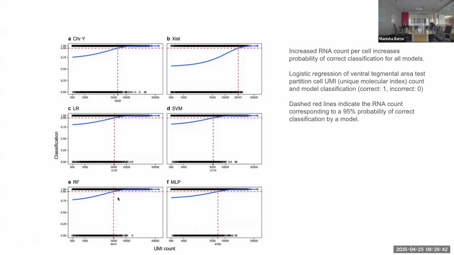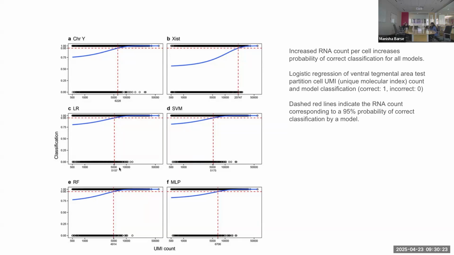So here at this intersection, this is the minimum UMI counts required, the intersection at 95% with the blue line and the red dotted line is the minimum number of cells required to attain the 95% classification accuracy. So for the non-machine learning methods, you need at least 6,000 in the chromosome Y method and 20,000 for the ZIST method, which is a very high number compared to all other methods.